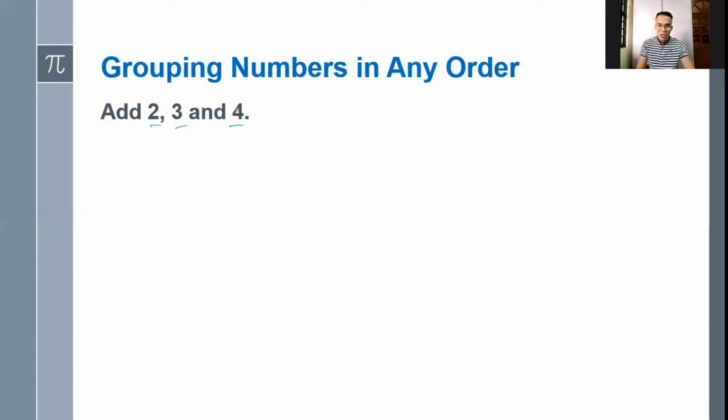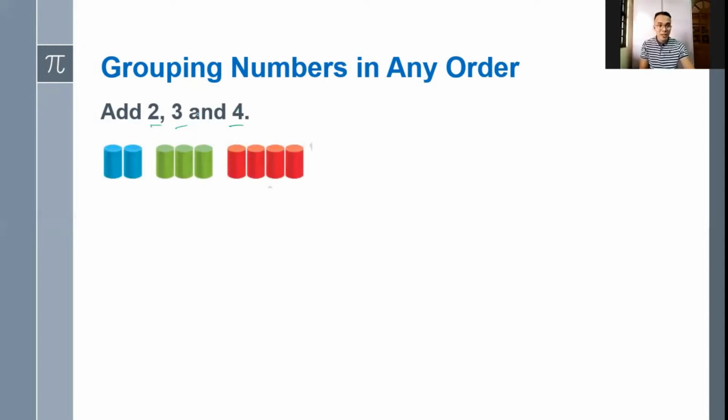Okay? So here I'm going to use cylinders to represent these numbers. 2 cylinders for number 2, 3 cylinders for number 3, and 4 cylinders for number 4. If you're going to count them all, there are a total of 9 cylinders. Therefore, 2 plus 3 plus 4 is 9. But how were we able to get 9? I'm going to present two solutions for this.